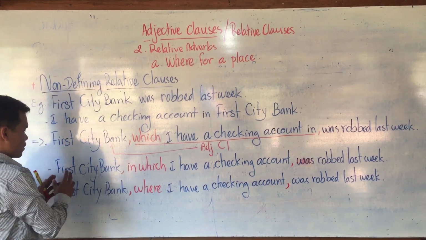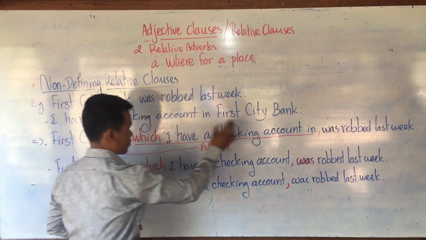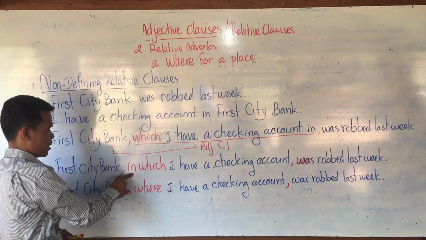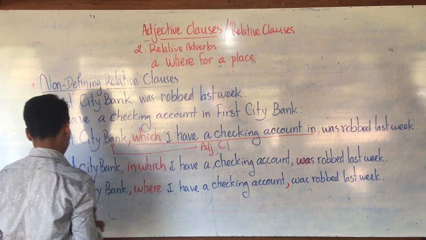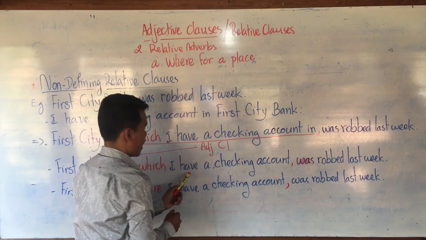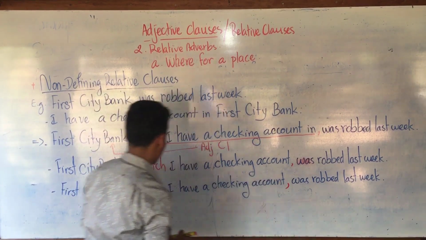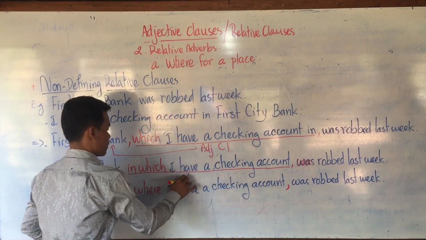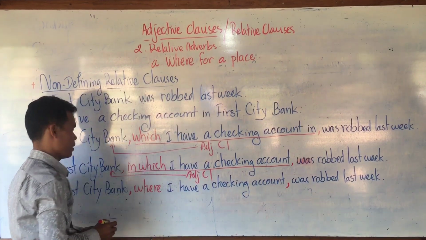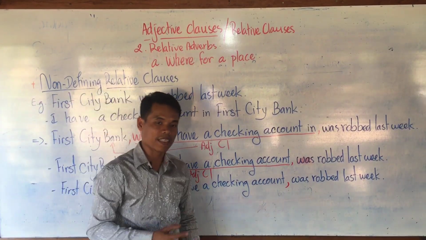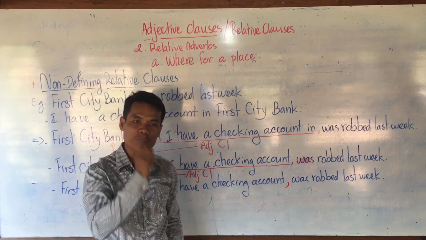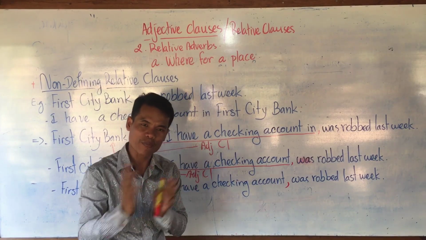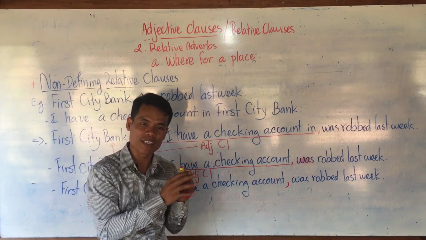And we can write one more. When you see a relative pronoun as object of preposition and the preposition at the end, then you can place the preposition before the relative pronoun like this. So First Citibank, in which I have a checking account, was robbed last week. So in which, from in which to account, is the adjective clause modifying First Citibank. In the previous video I said that in order to use where, you have to think of in which, at which, or on which. It depends on the verb.